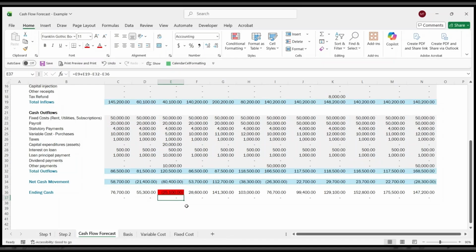So, this is how you study a cash flow forecast, derive useful information from it, and devise plans to effectively manage your cash position. Thanks for watching.